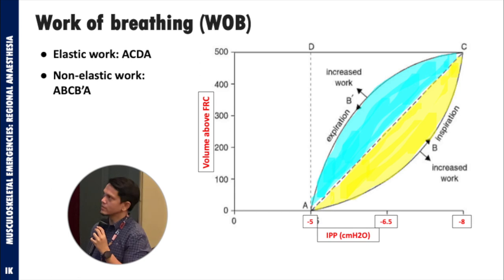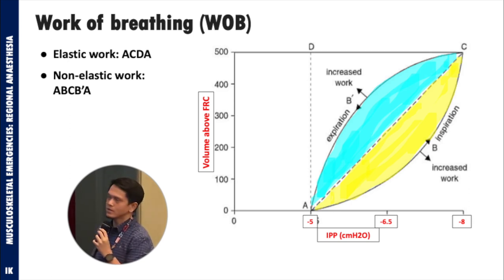So the non-elastic work is this downward part. Okay, A, B, C, B prime, A. So notice it's made up of two parts. There's an inspiration part, which is this half, the yellow color, and an expiration part, which is this half, the blue color. Everyone understand? So the work of breathing for elastic is the triangle. For the non-elastic is this leaf, which has two parts.